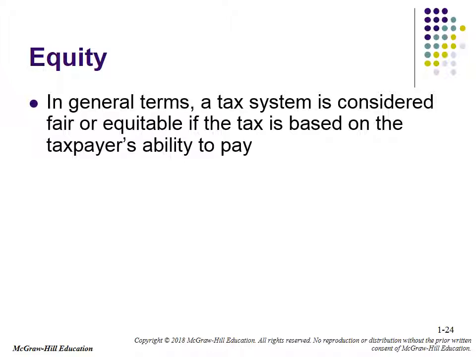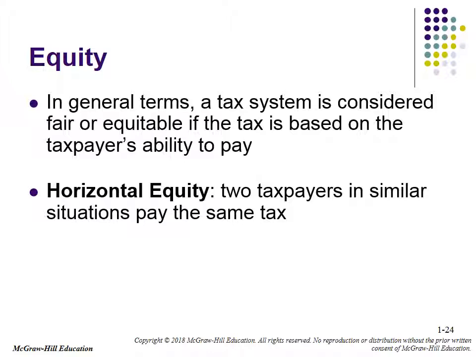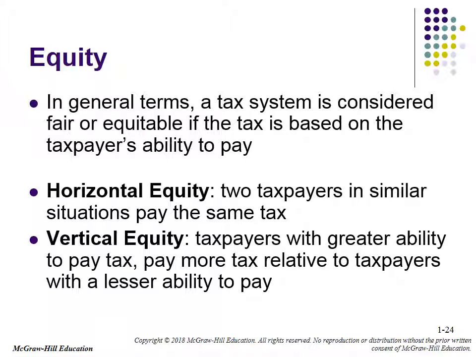Horizontal equity. We need this kind of equity if two taxpayers in similar situations pay the same tax. Vertical equity means taxpayers with greater ability to pay tax pay more tax relative to taxpayers with lesser ability to pay. And we have a lot of argument in our country over that. So those are the items that are needed in order to have a good tax system, for lack of a better word, and how you can evaluate the system as to being fair.